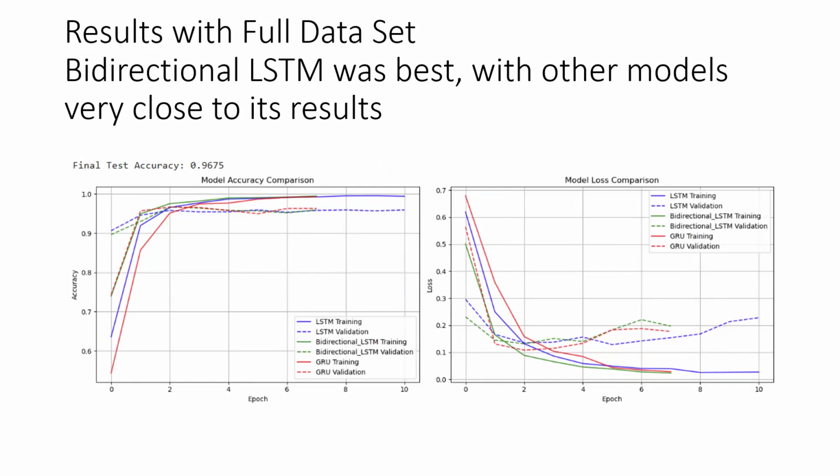So looking at this first diagram, the model accuracy comparison, we can see that GRU training started out lagging behind LSTM and bidirectional LSTM. Now the bidirectional LSTM is a little hard to see because it's right under the red dashed line, so it kind of looks purple. It's green and red combined here, a little purple or brownish.